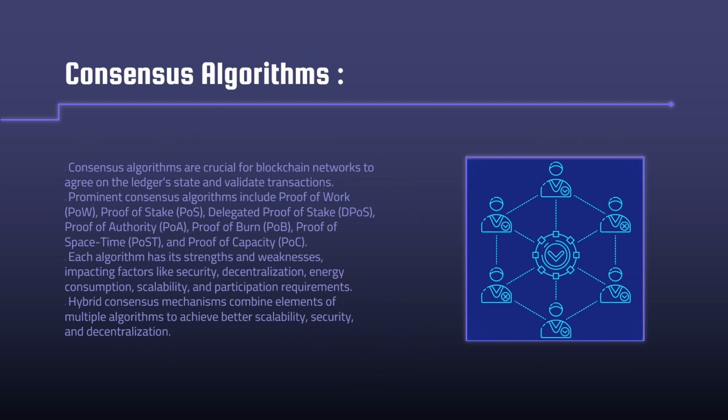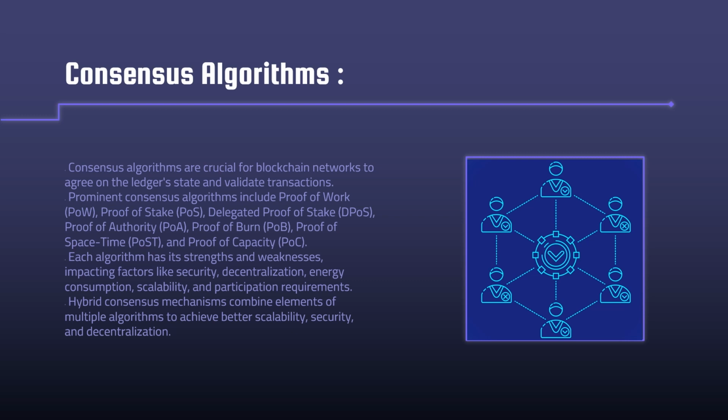Consensus algorithms. Consensus algorithms are crucial for blockchain networks to agree on the ledger's state and validate transactions. Prominent consensus algorithms include proof of work, proof of stake, delegated proof of stake, proof of authority, proof of burn, proof of space-time, and proof of capacity. Each algorithm has its strengths and weaknesses, impacting factors like security, decentralization, energy consumption, scalability, and participation requirements.